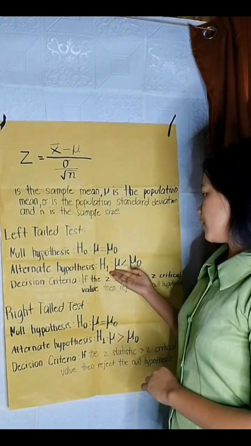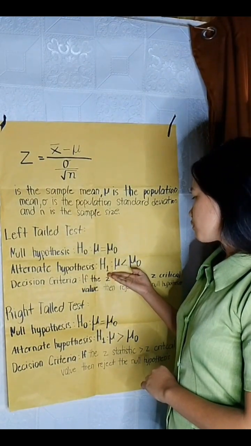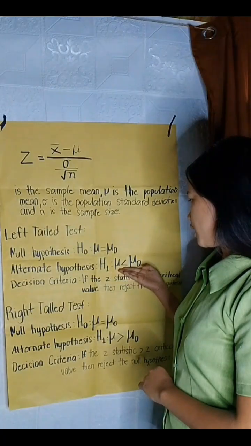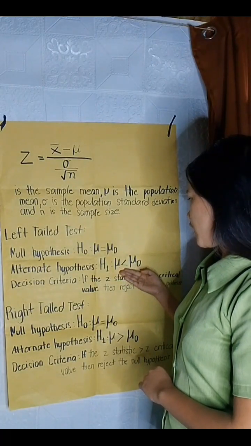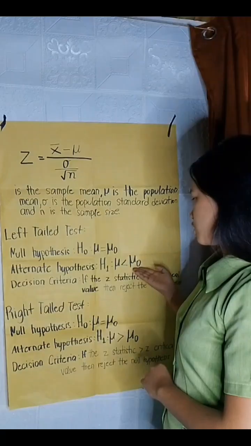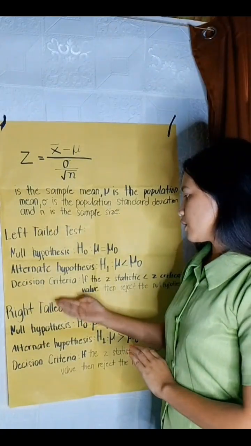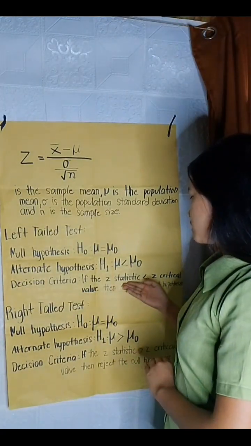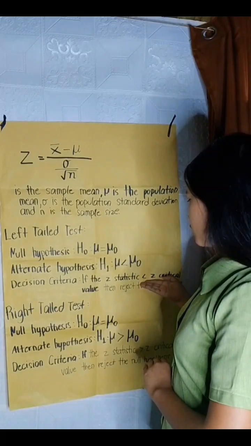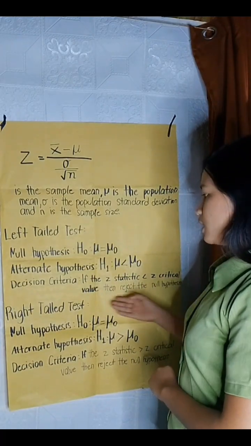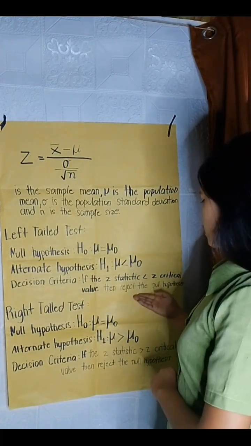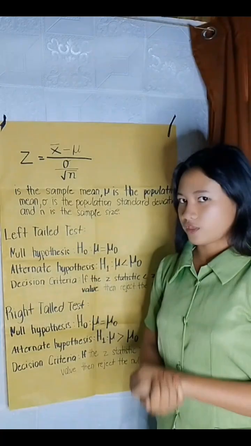On the population mean, then greater than population mean 0. Now, in the decision criteria, if the Z statistic is greater than the Z critical value, then reject the null hypothesis.